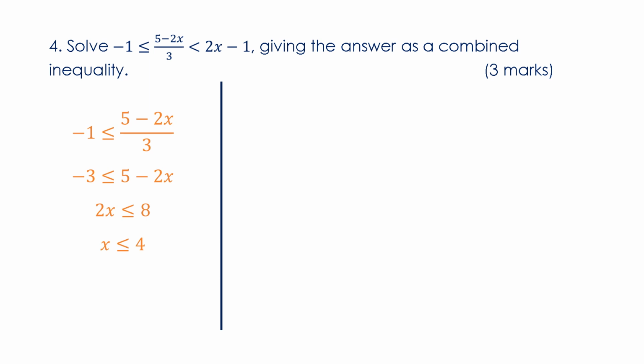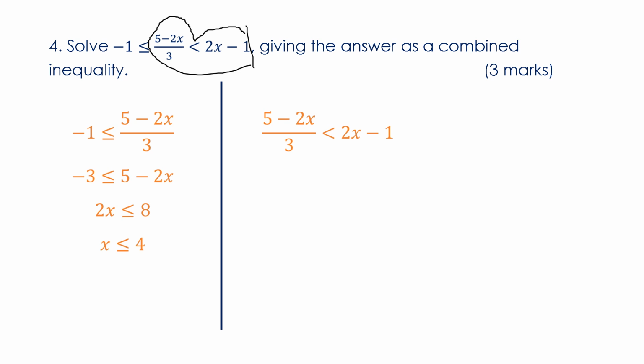Then we solve the second inequality, which I have said will be from the end to the start of the second inequality. This is the first, the second here. So that will be our second inequality: 5 minus 2x over 3 less than 2x minus 1.